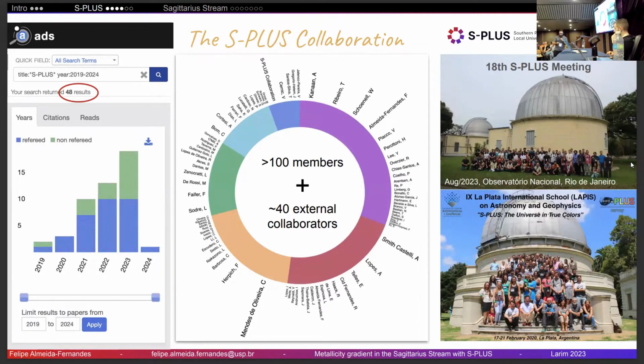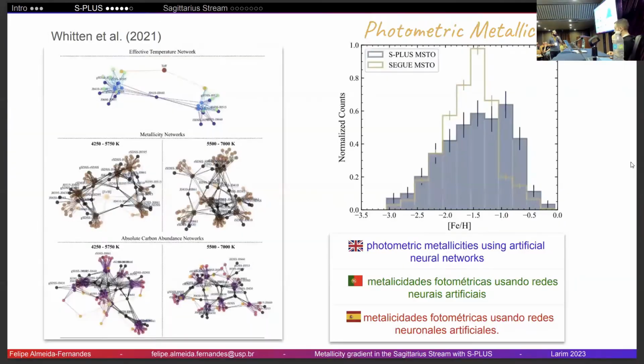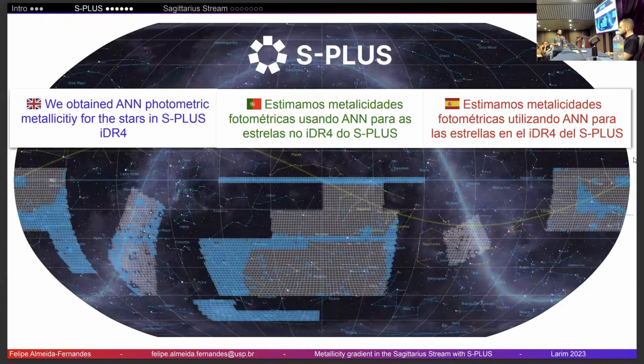About the photometric metallicities in SPLUS, we used an artificial neural network technique, and we trained it using data from APOGEE and SDSS, and we are able to obtain photometric metallicities for the stars of SPLUS that have the 12 filter information. We applied this artificial neural network to data release 4 of SPLUS, which is this area shown in blue here. So we don't cover the whole footprint of SPLUS yet, but as I'm going to show, we can already have some good results, even with this limited area that has already been released.